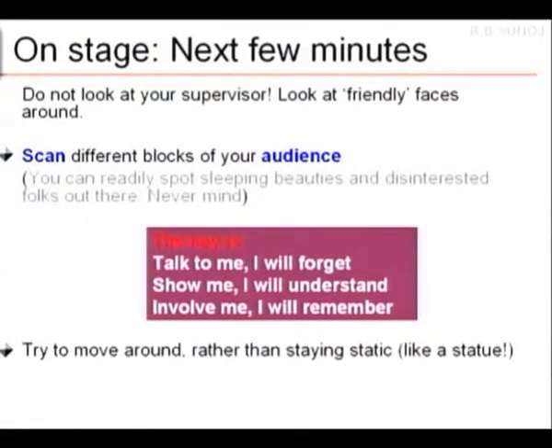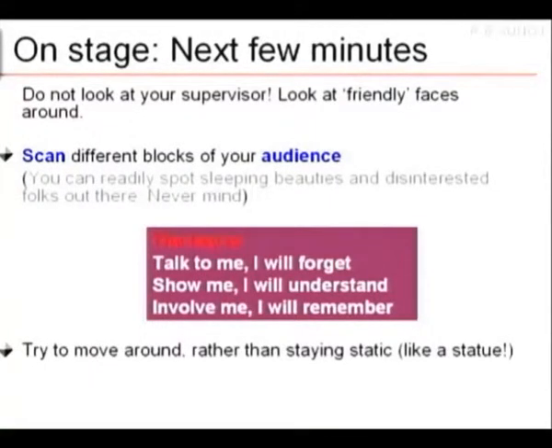Look for some friendly faces in the audience. You will always have some friends looking at you. You can look at them and start speaking as if it's a dialogue between me and my friend. Okay. These are for the early few minutes management, and then you can scan different blocks of the audience. The key here is that: talk to me, I will forget. Show me, I will understand. Involve me, I will remember.